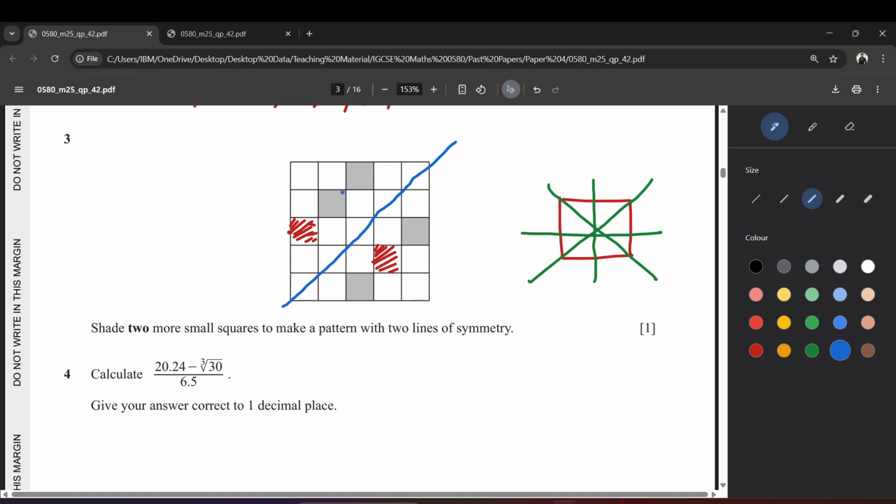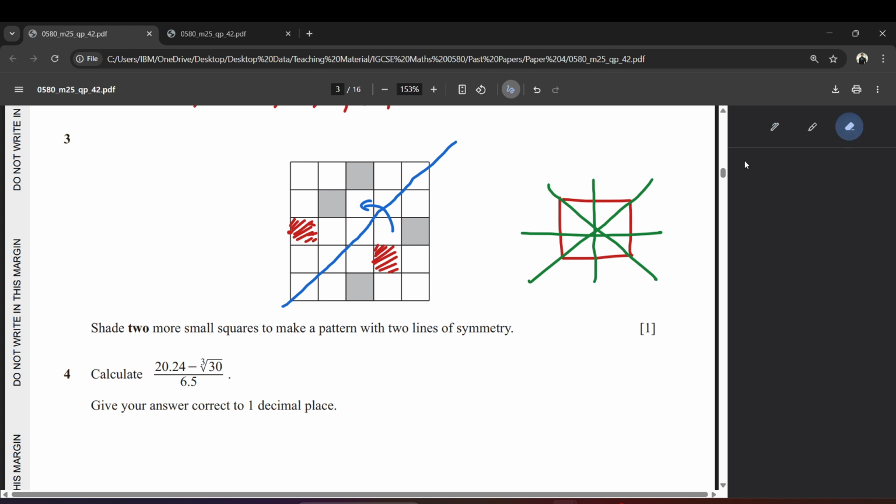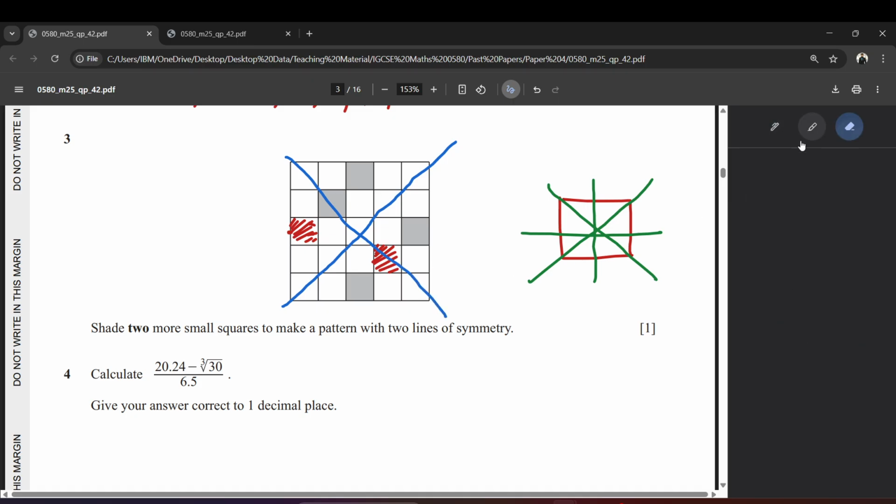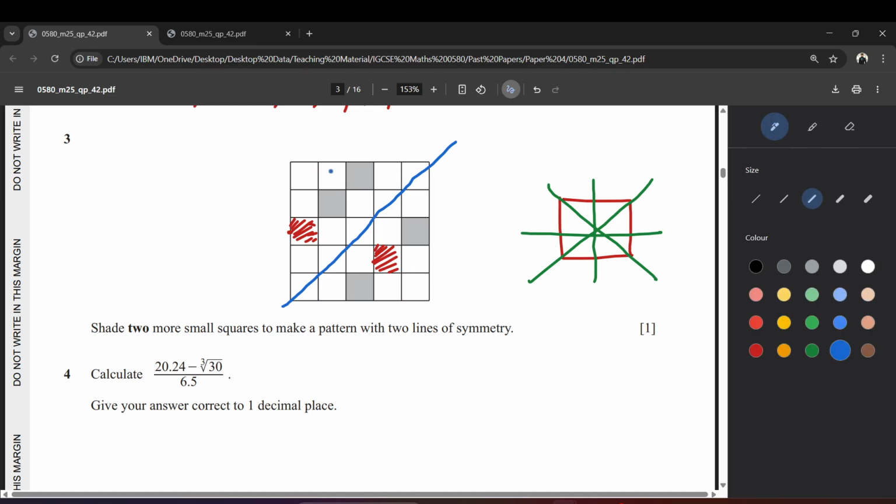Like this, that's one line of symmetry, and you can see that they perfectly overlap. If you fold them in this form, then they perfectly overlap. So that is one line of symmetry. And if I draw a line of symmetry, which is the second diagonal of this square, so that will also give you a perfect symmetry.